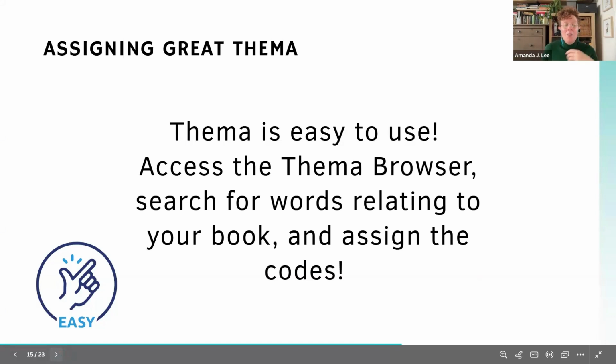The easiest way to do it, the first way to just start, is to go to the Thema browser. We're going to send you a link to that at the end. Go to the Thema browser, just search for words relating to your books and assign codes that make sense. It's so easy, it's so fun, you'll enjoy it. In the meantime, though, I'm going to give you Editor's 6 golden rules.